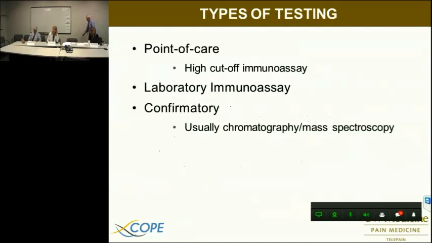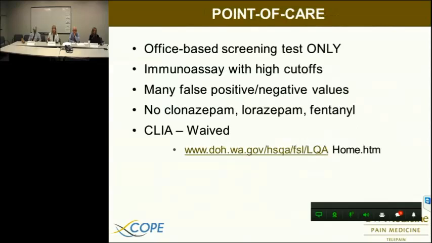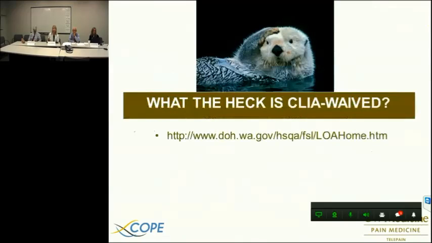The types of testing: the point of care, the office test, which is really great. We can get results right away. There's a laboratory immunoassay, which is a better immunoassay. It has lower cutoffs. And the confirmatory test, which either is gas chromatography or liquid chromatography. The point of care is only a screening test. It's office-based. It's immunoassay with high test results, and there are many false positives and false negatives, and there's some drugs that aren't going to appear on any results. That is the benzodiazepines and fentanyl. And remember our little friend that I have on our next slide, CLIA waived.